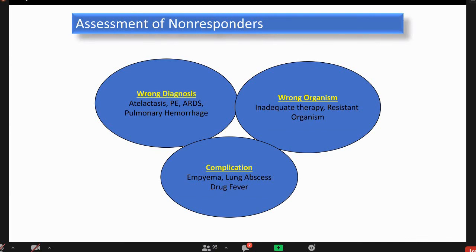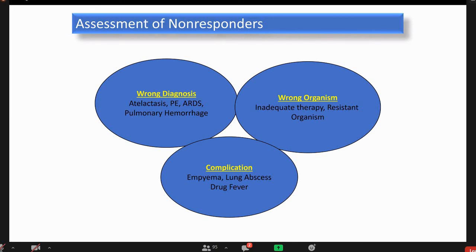The possibilities are: number one, wrong diagnosis. Diagnosis is not correct. The patient will not respond. You think those infiltrates were pneumonia or CAP? They were not. They were atelectasis. You misdiagnosed. Patient was having pulmonary embolism, not community-acquired pneumonia. You misdiagnosed. Person was having ARDS. You thought of it as bilateral pneumonia, but it was ARDS. It will not respond to the antimicrobial alone. Pulmonary hemorrhage was there, which was not being suspected or treated. So the wrong diagnosis will obviously not lead to the right results.